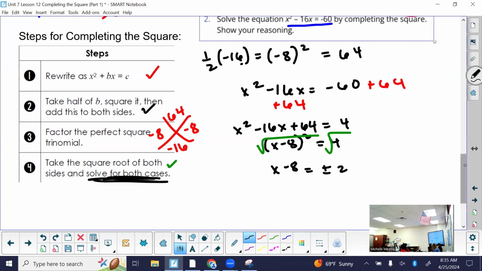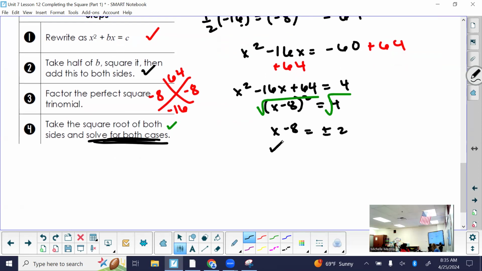If from this step you need to separate it into two problems, by all means. I like just working with the plus or minus. I think it makes it more neat on my paper. But we're solving for when it's equal to the positive 2 or when it's equal to the negative 2, and still isolating the X.